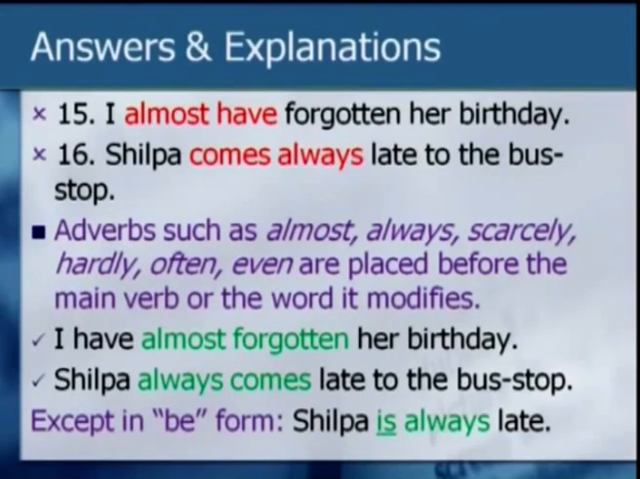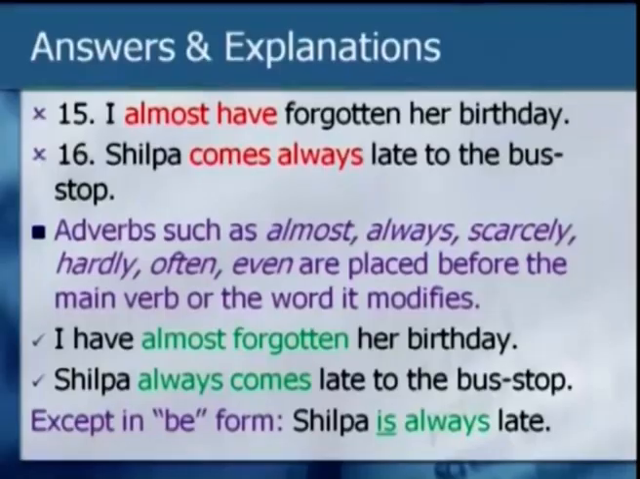Look at this one, I almost have forgotten her birthday. And the next one, Shilpa comes always late to the bus stop. They are similar in terms of usage and errors. So let us look at them both together. Look at this. Adverbs such as almost, always, scarcely, hardly, often, even are placed before the main verb or the word it modifies. That means the principal verb that comes, and before that these words are kept, or whatever word is there which should be modified, these words go before that.